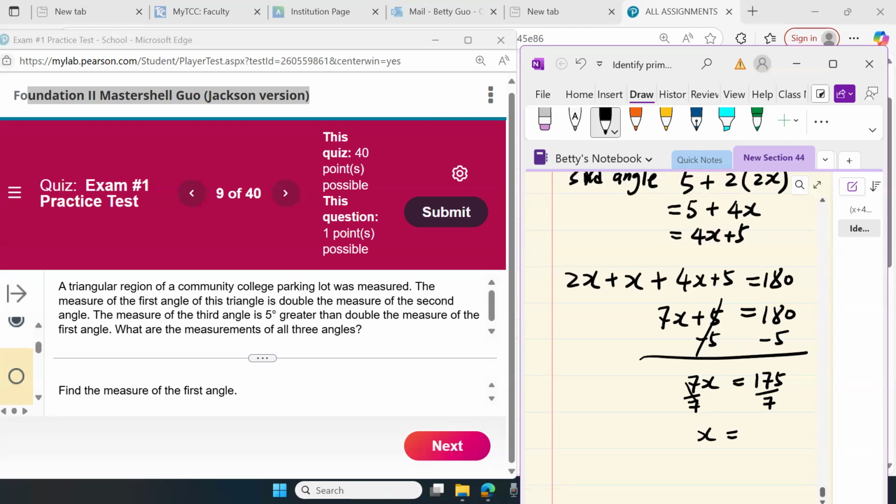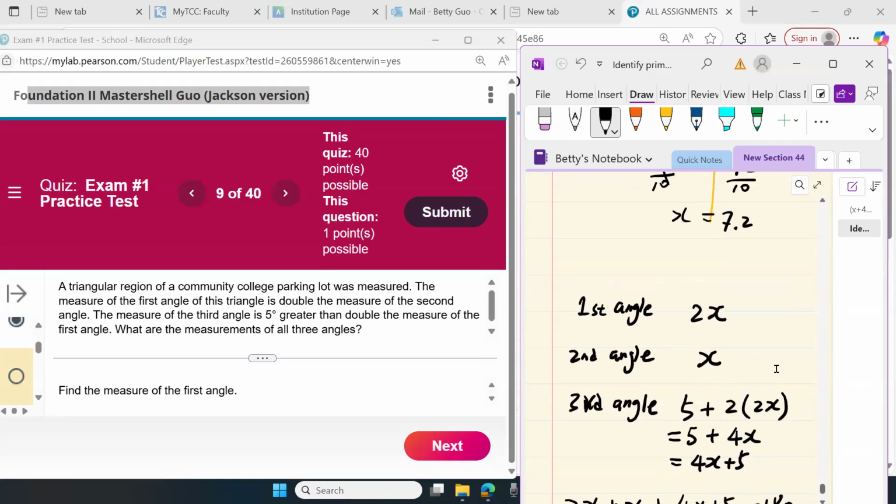Cancel. 25. 2 times 7 is 14. 5 times 7 is 35. So x equals 25. Be very careful. 25 degrees is the second angle. So we can go back. Second angle now is 25. Second angle is 25 degrees.